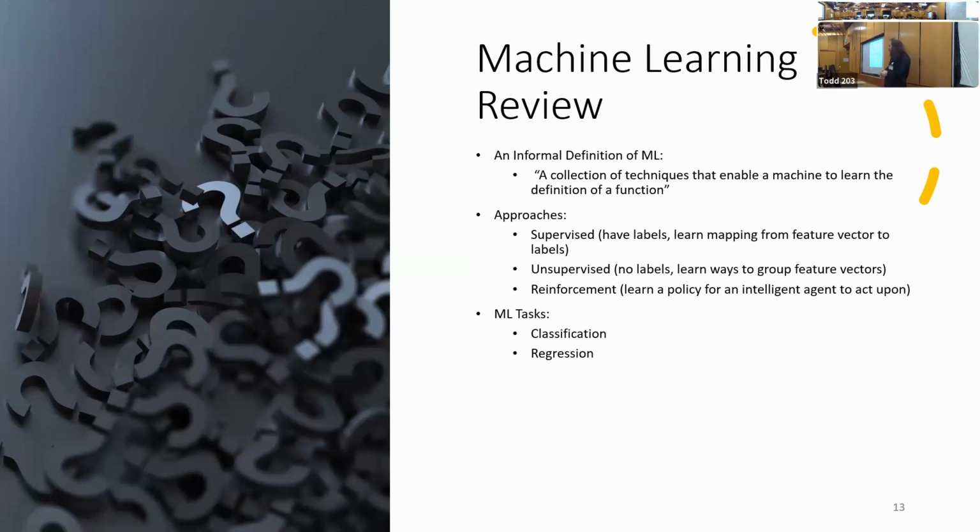Finally, we have reinforcement learning, which is a sort of specialization of machine learning towards planning. We're trying to learn some sort of a policy for an intelligent agent or AI to act upon, and that is based upon a sort of reward program to refine that policy. That's reinforcement learning.